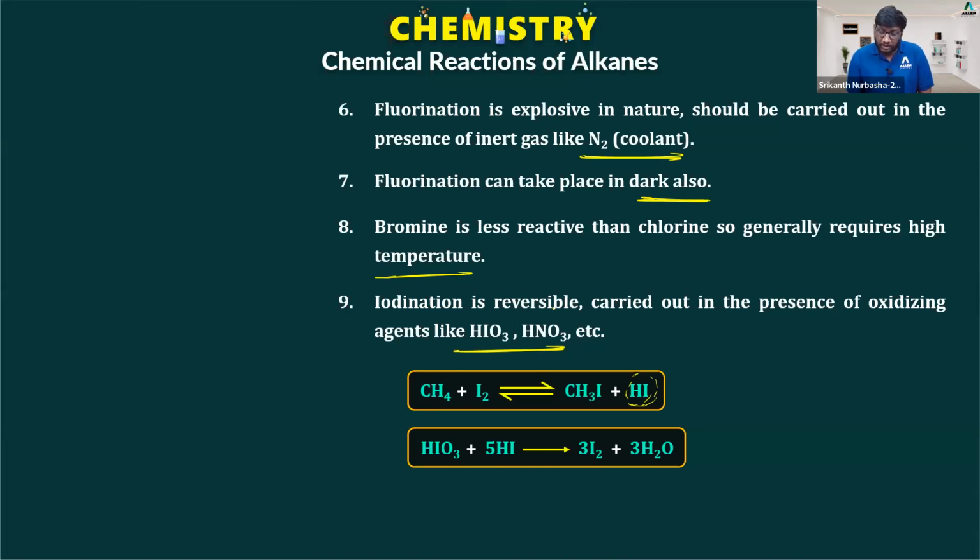Okay, iodination is reversible, fluorination is explosive. Why is fluorination explosive? Because the fluorine-fluorine bond is the weakest bond. Why? Because of more repulsions. That is why whenever you are doing fluorination, you have to use a coolant like N2 gas. Chlorination and bromination: bromination is less reactive than chlorination, because of that, high temperature is required for bromination. Iodination is reversible, so that is why you have to use oxidizing agents.